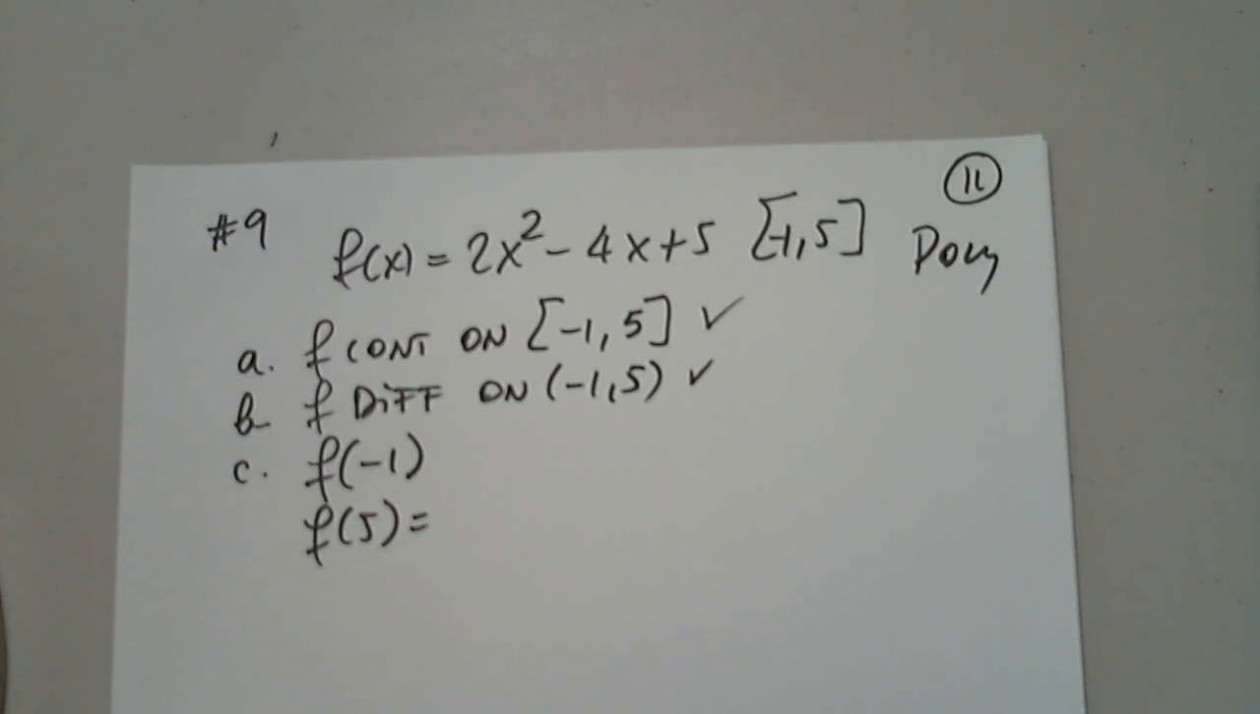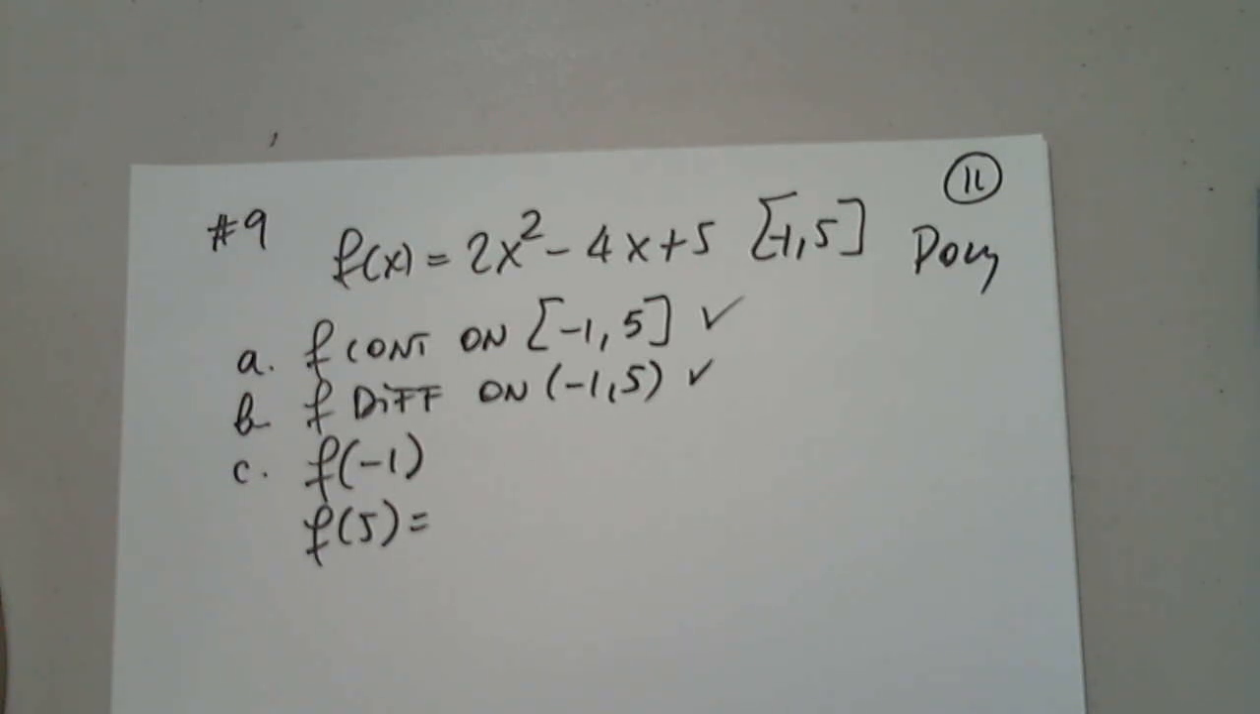Okay, so we find that f of negative 1 is 11, and f of 5 is 35. So then Rolle's theorem is not applicable. I'm going back and look at my function. I'm also checking if I copied it correctly. 2x squared, yes. Minus 4x plus 5, yes. Okay, I don't know. So let's go back.